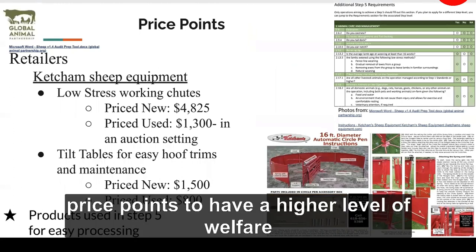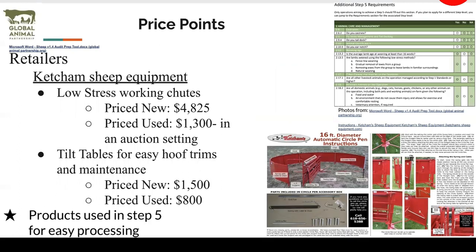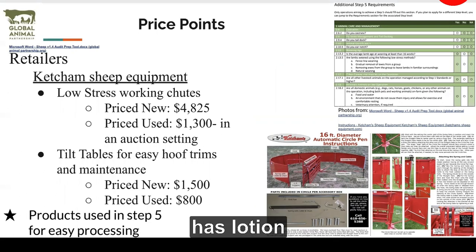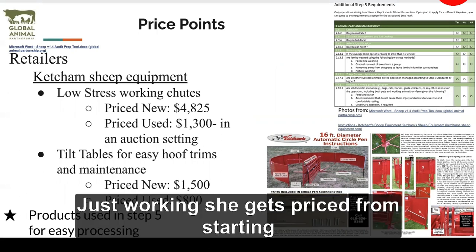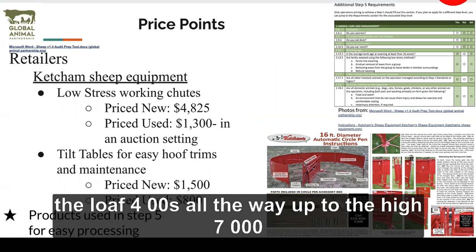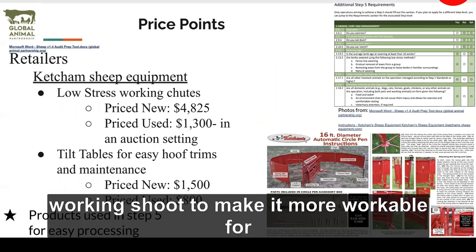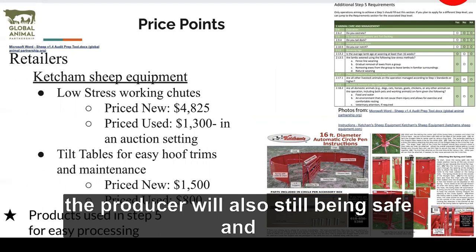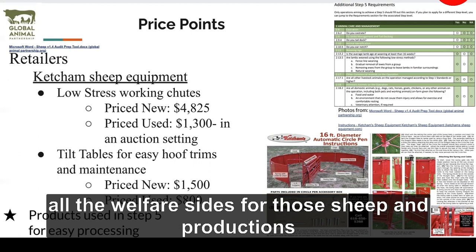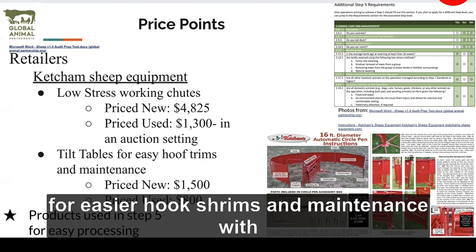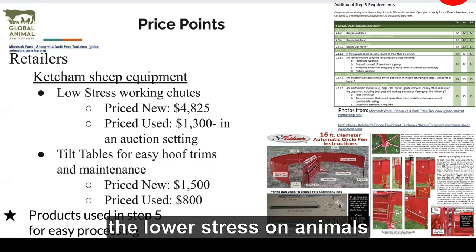Price points to have a higher level of welfare are as follows. The Ketchum sheep equipment has low stress working chutes priced starting in the low 400s all the way up to the high 7,000s, with different pieces you can put into the working chutes to make it more workable for the producer, while also still being safe and on the welfare side for the sheep in production. Tilt tables are also on the side of animal welfare for easier hoof trims and maintenance with lower stress on animals.